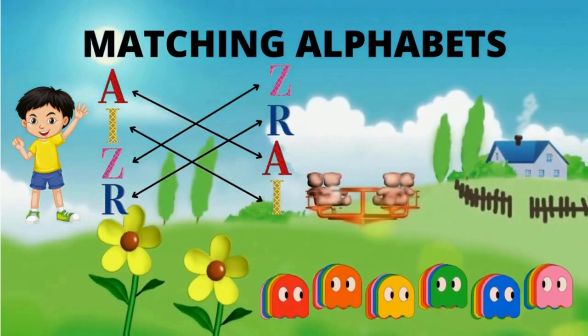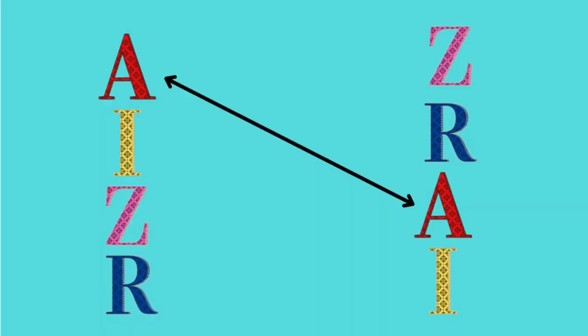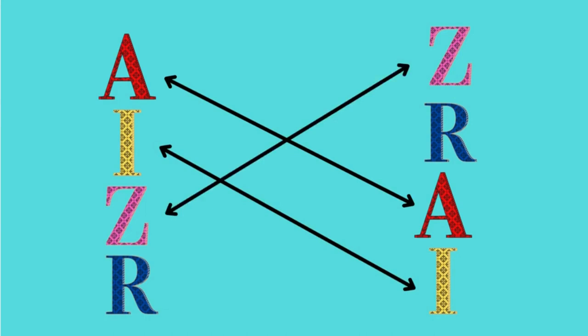It's time to match the alphabets. A, where is A? Red one is A. I, where is I? Yellow. Z, pink Z. R, blue R.